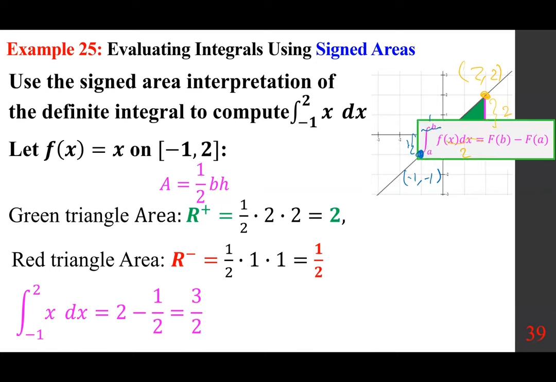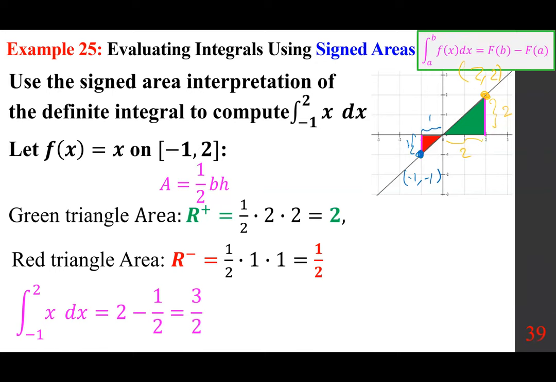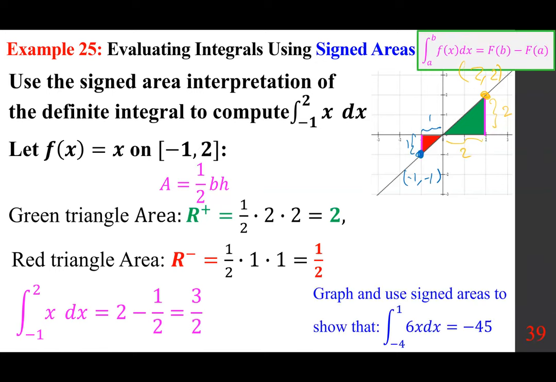What I'd like you to do at home is show that the integral from negative 4 to 1 of 6x dx is negative 45, and here's your function.